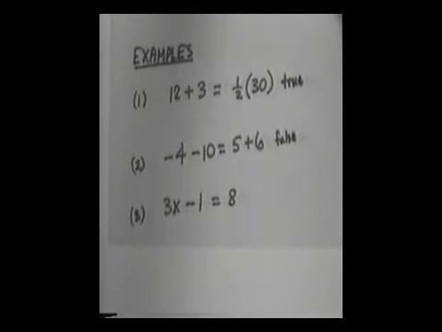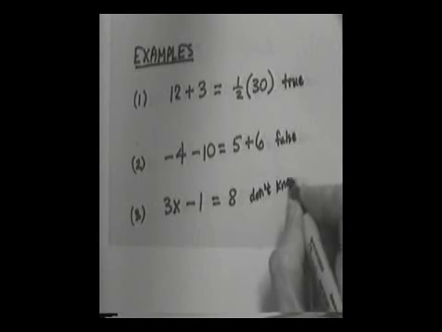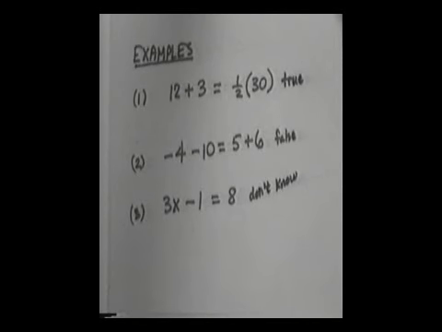As a third example of an equation, 3x subtract 1 is equal to 8. Is this sentence true or is it false? We don't know. Until we know the value that x represents, we don't know whether this sentence is true or false. An equation may be true, it may be false, or maybe we don't know whether it's true or false.